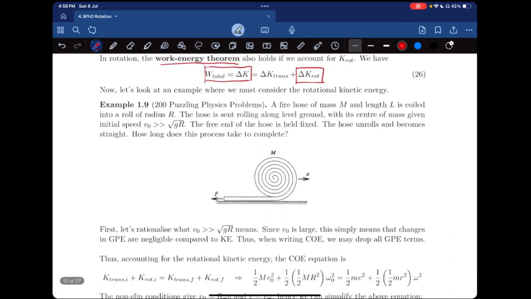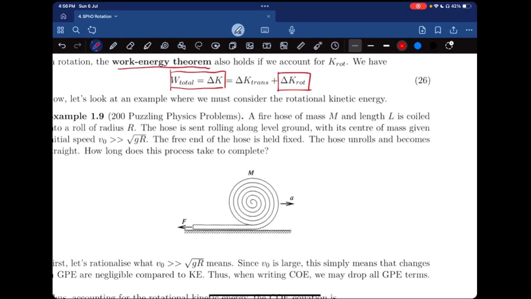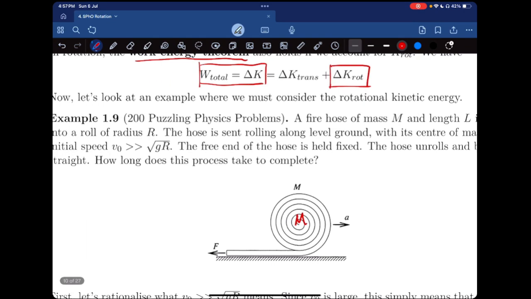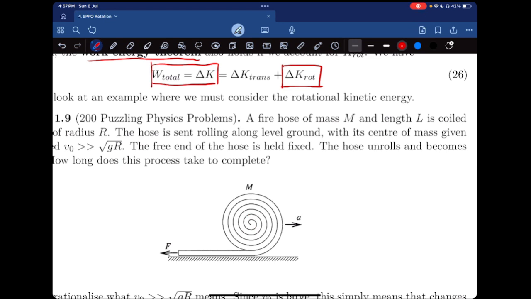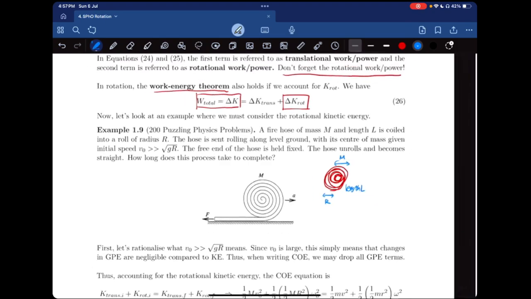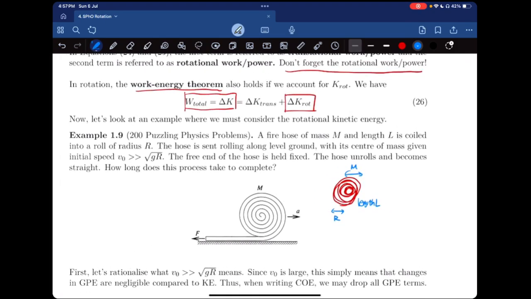Okay. So now let's look at an example where we consider the rotational kinetic energy. Here we have a fire hose, this whole thing of mass m and length L, and it is rolled into a coil of radius R initially. So initially it's like that, of radius big R. And we send this along level ground with the center of mass given a speed of v naught, which is much greater than the square root of gR.